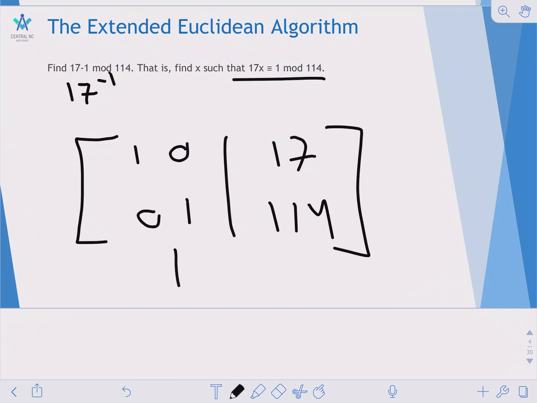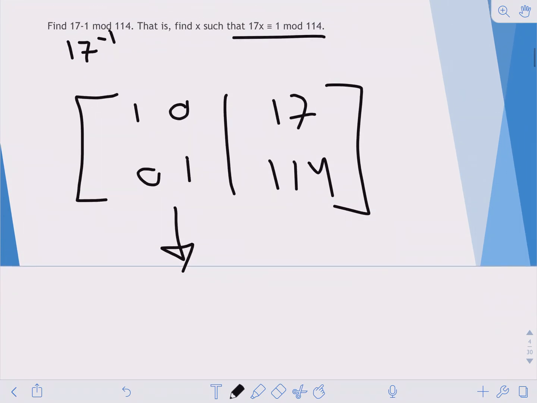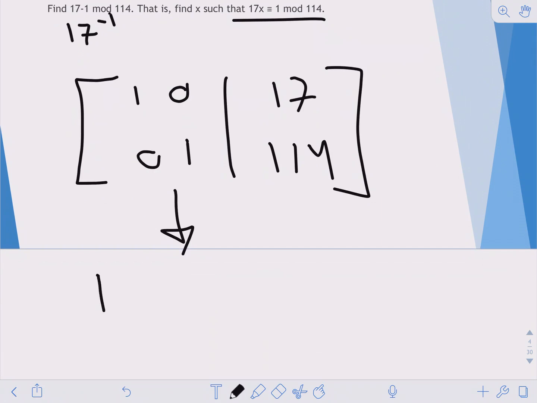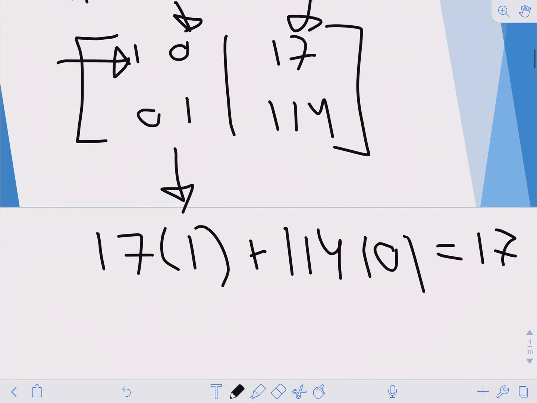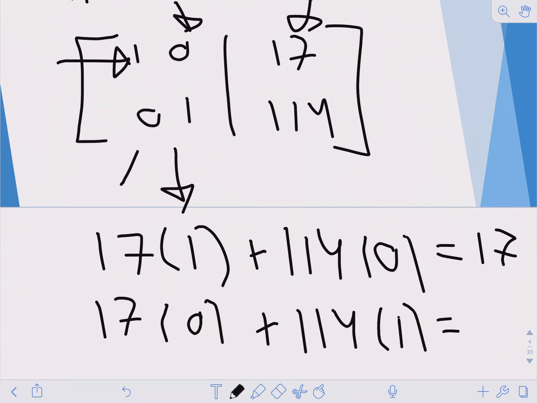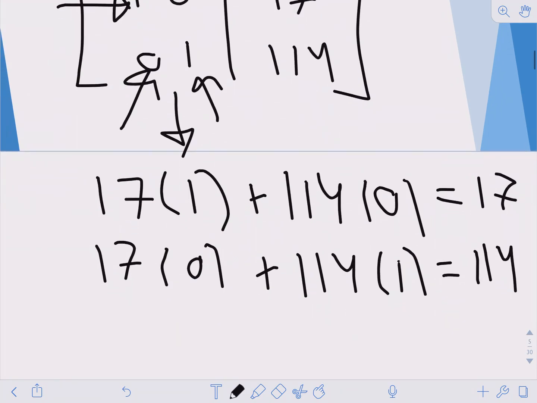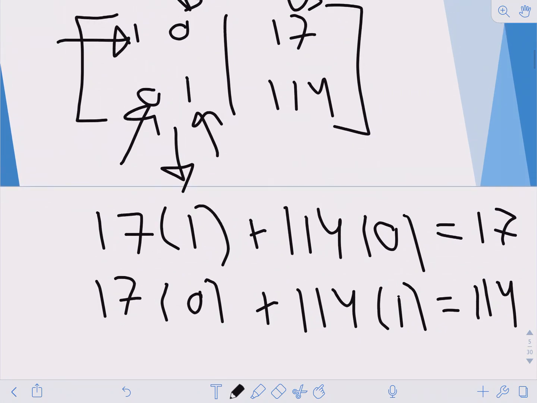What this matrix is supposed to translate into is that 17 times 1, that's the 1 here, plus 114 times 0, that's the 0 right here, is equal to 17 in the right-hand column. And the second row of the augmented matrix tells us that 17 times 0 plus 114 times 1, which correspond to the 0 and 1 here, is equal to 114. And obviously these two equations are true, right?